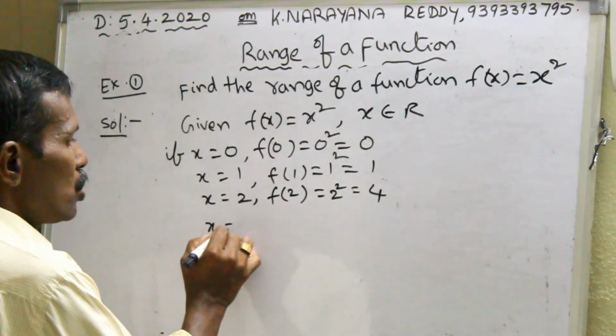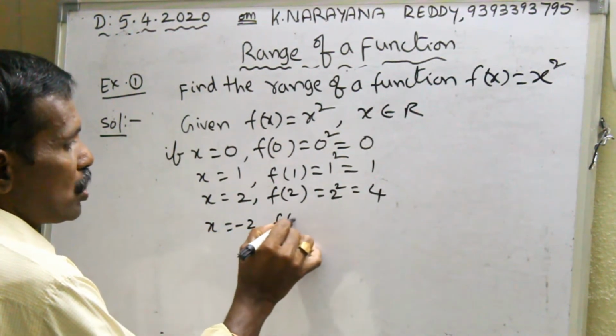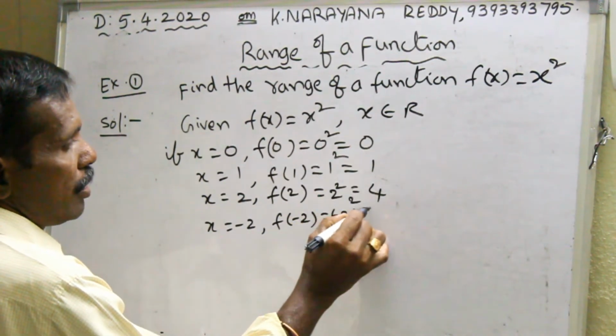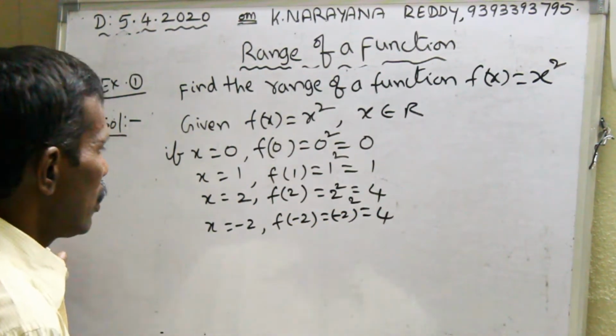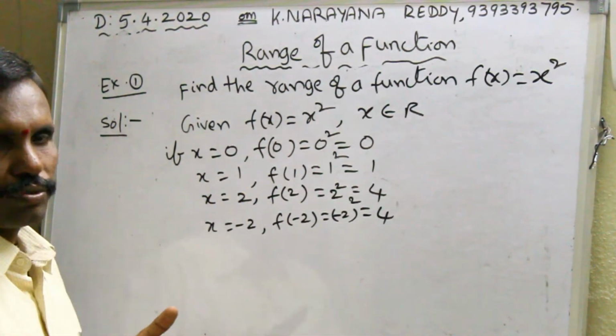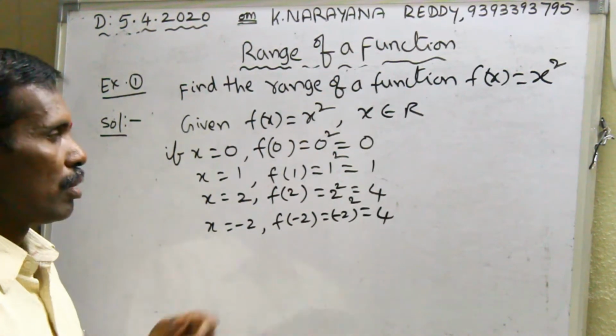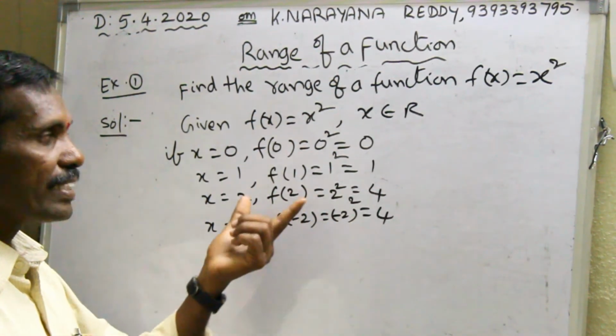In the same manner, x equals -2, f of -2 equals (-2) whole square, which is nothing but 4. So you can take any values. All resulting values are positive.